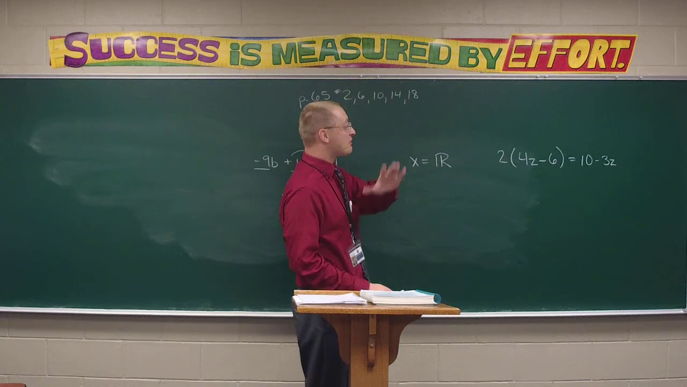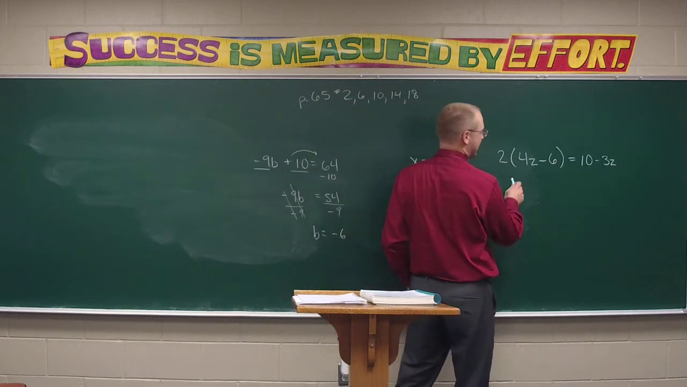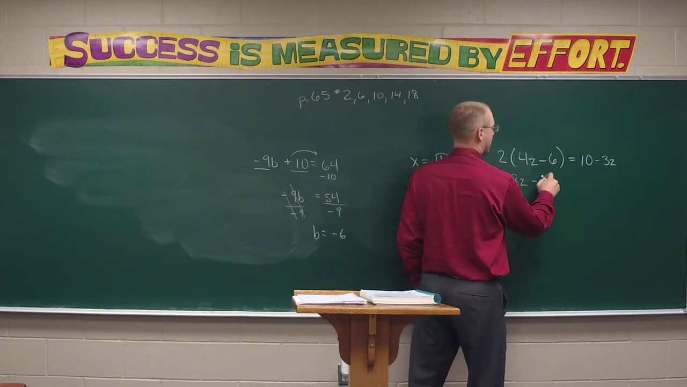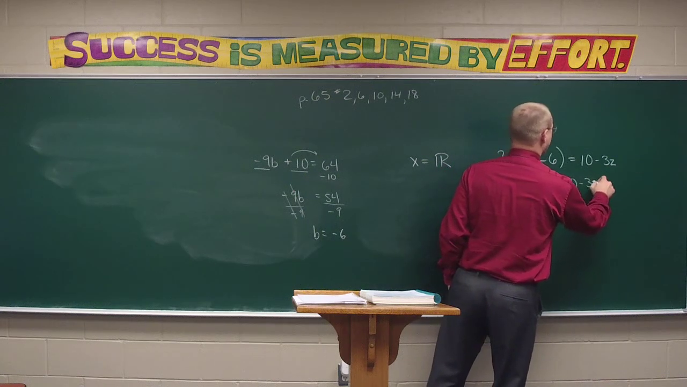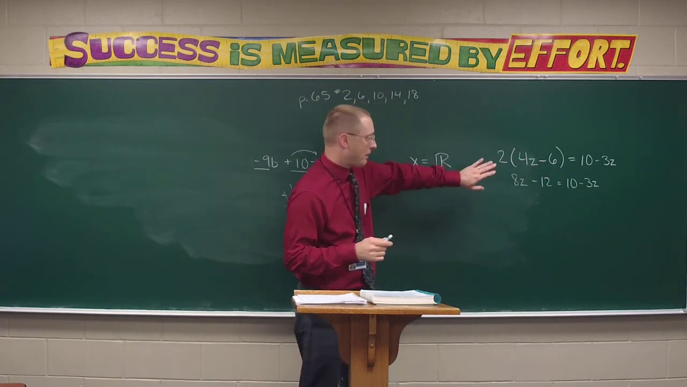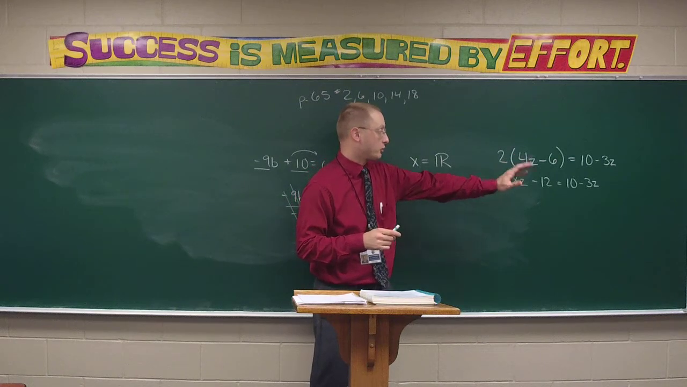Anyway, all right. So what we should have done first, Michael, was to distribute the 2 to get 8z negative 12 is equal to the 10 negative 3z. Now, here's where we got to be careful. Obviously, there's no combining on the left. There's no combining on the right.